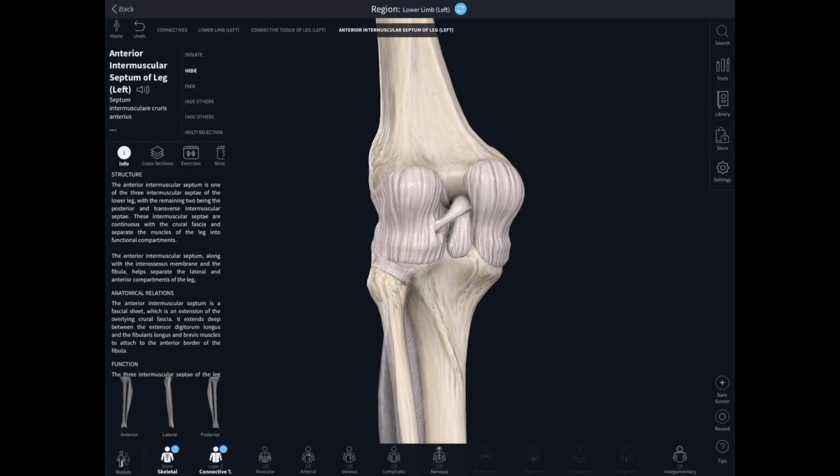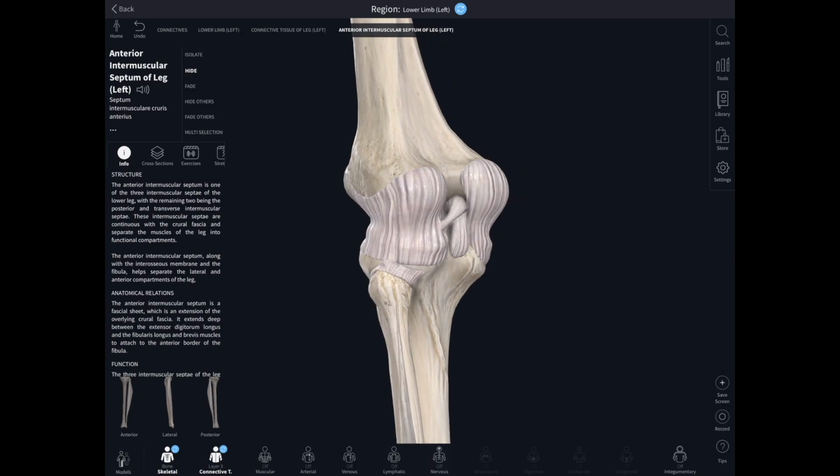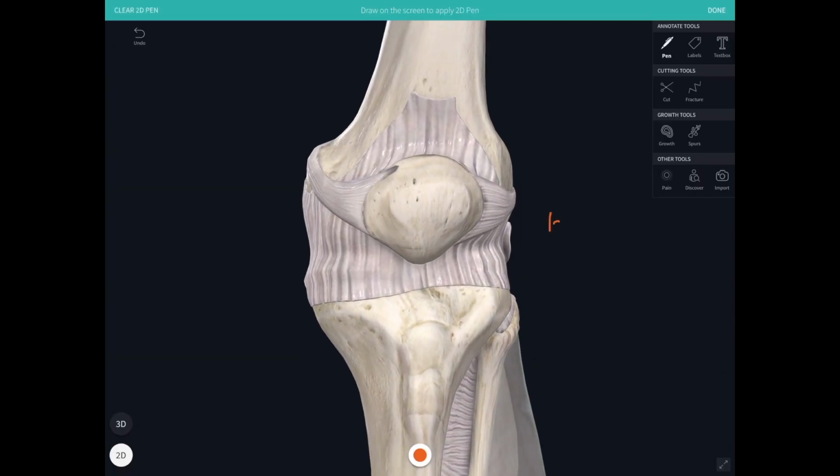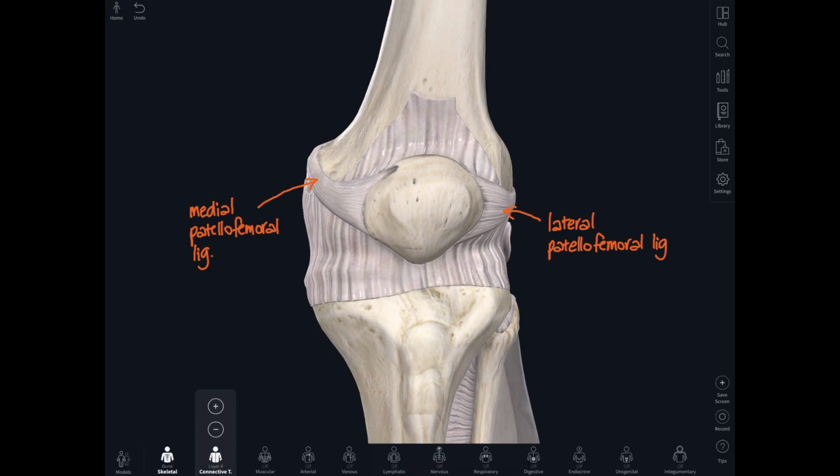Let's add on another layer. And of course, as in most synovial joints, there's then a fibrous capsule. So that's what we're seeing here. And that attaches around the articular margins of the femur and the tibia and the patella as well. Now we've got another couple of ligaments, the lateral and the medial patellofemoral ligaments, helping to keep that patella in place. If we add on another layer of connective tissue, then we start to see some more ligaments.